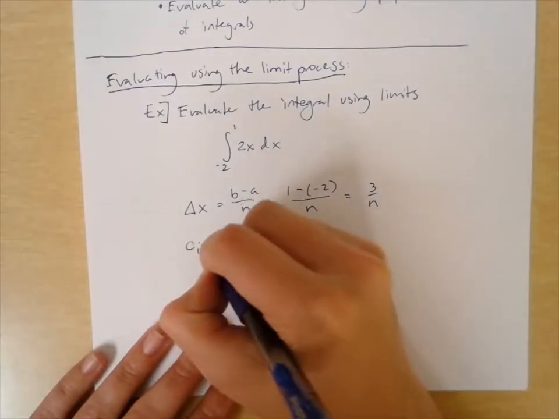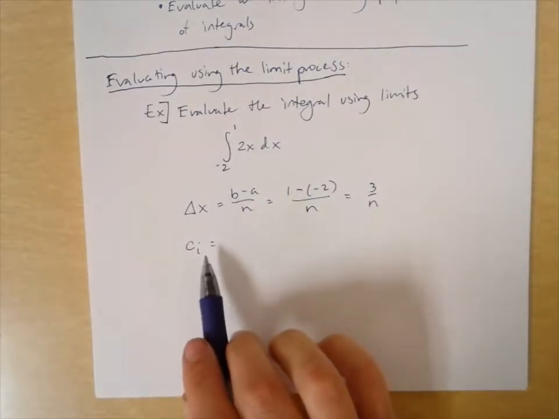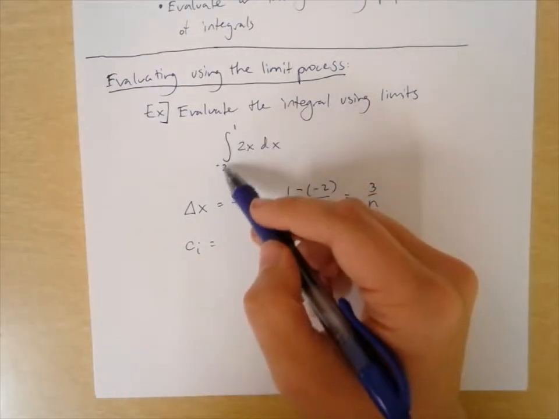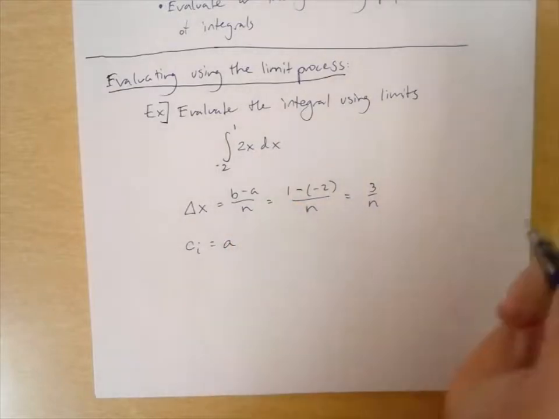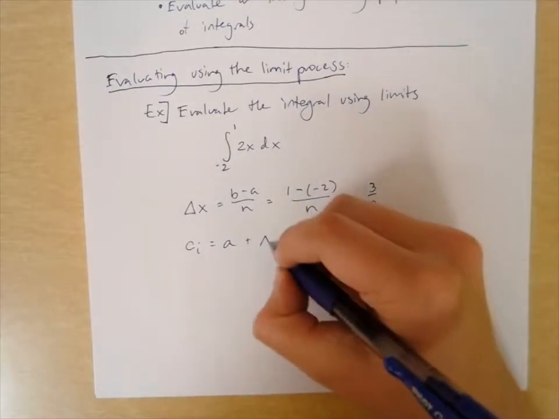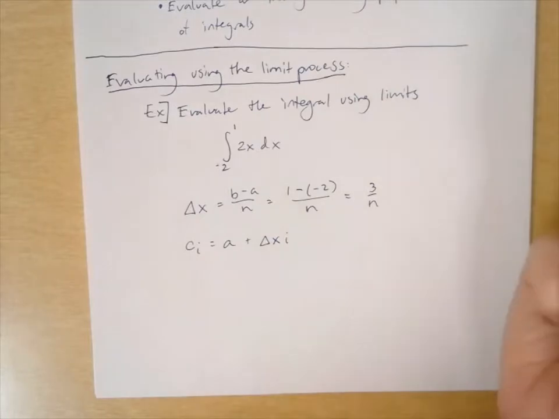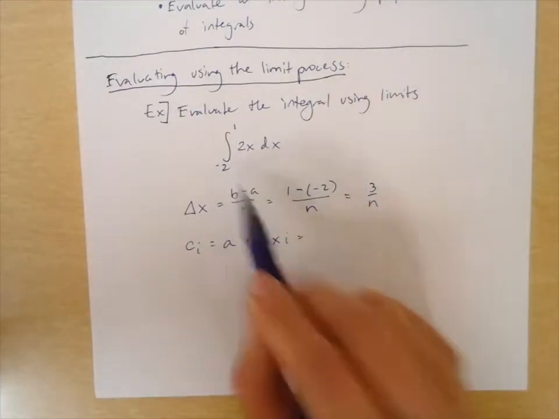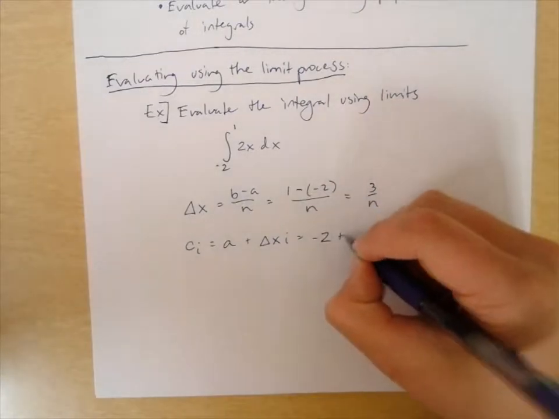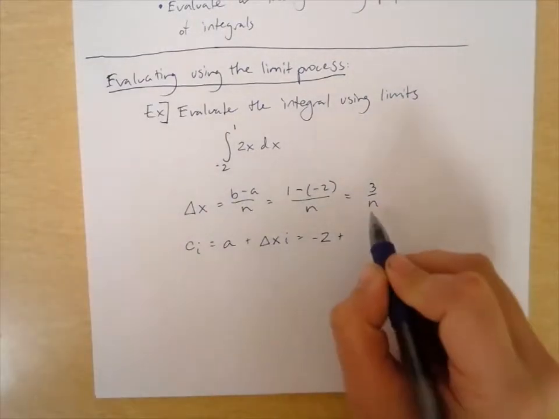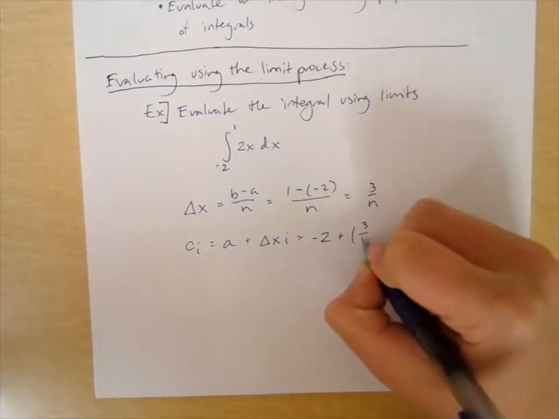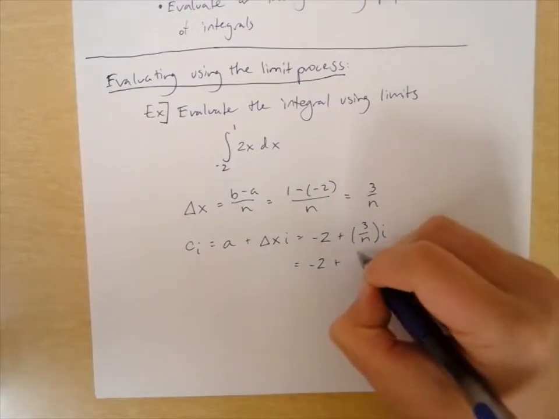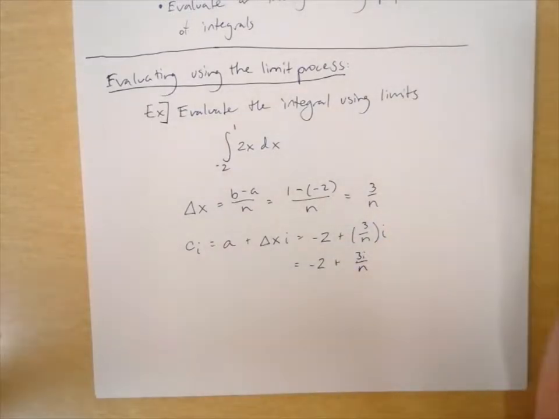And our c sub i, our book refers to it as c sub i. We can find that by doing the lower bound, -2, or a, plus delta x times i. When we fill in everything for this problem, the lower bound a is -2. Then we say plus delta x, well delta x is 3 over n, times i. That means we have -2 plus 3i over n.